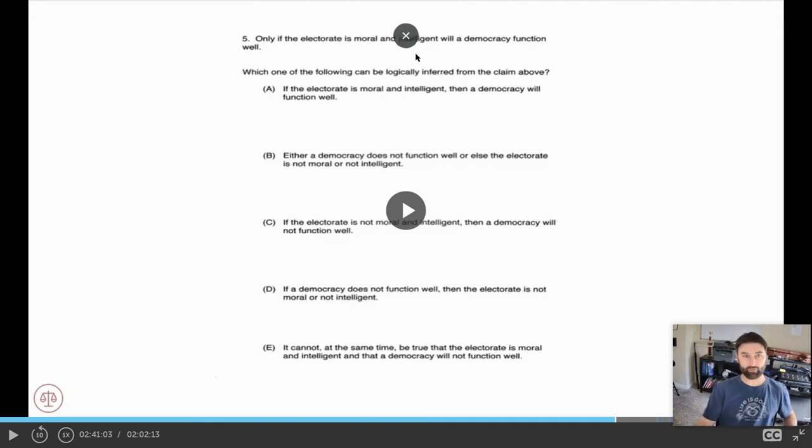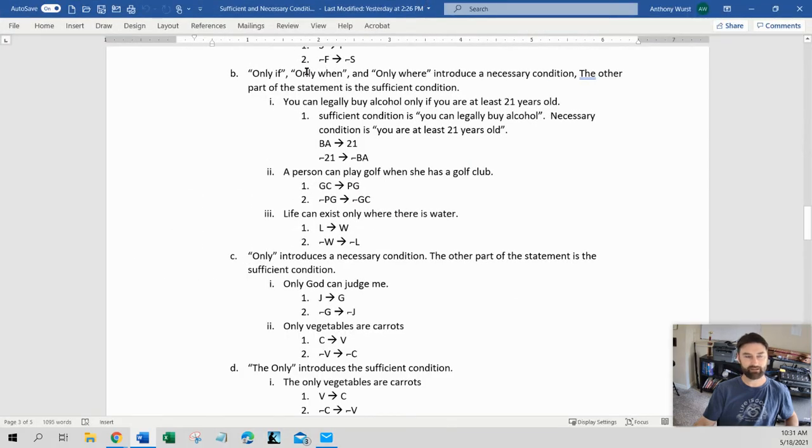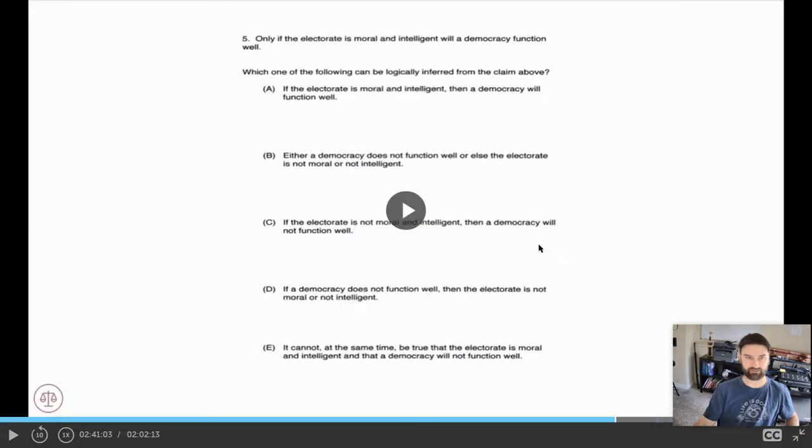It says, only if the electorate is moral and intelligent will a democracy function well. So "only if." That's our trigger to start with. Referring to my notes, only if, only when, and only where introduce a necessary condition. So you have sufficient on this side, necessary on this side. The sufficient condition is on the left side, and the necessary condition is on the right side. I'm not going to take time to teach all that. I just wanted to mention it real quick to set up this question.